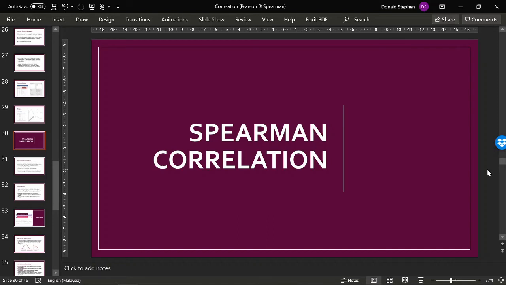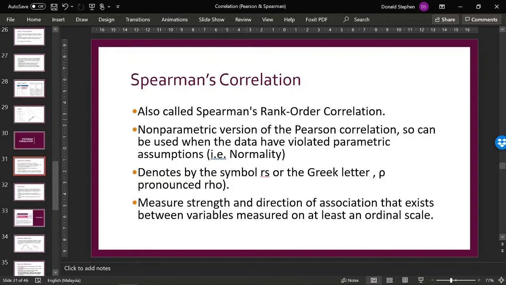Alright, so here we are talking about Spearman correlation, which is another kind of correlation that we are going to learn today. Just now we talked about Pearson correlation, which is a correlation coefficient that we use when we have continuous data, or data at a scale level of measurement. But Spearman is less restricted. Later on we will look at this.